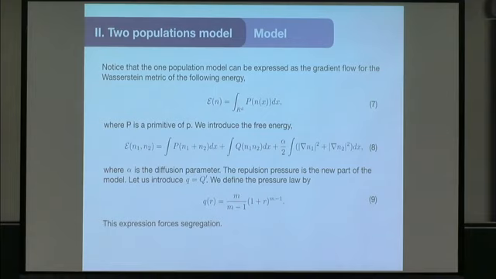Capital Q is the primitive of small q, and the expression of small q is this one: m over m minus 1 times 1 plus r to the power m minus 1. This tells you that if n1 times n2 is big, then q is going to be even bigger. And since you want to decrease the free energy in time, the model is going to make sure that the product r goes to 0. So this is the segregation.